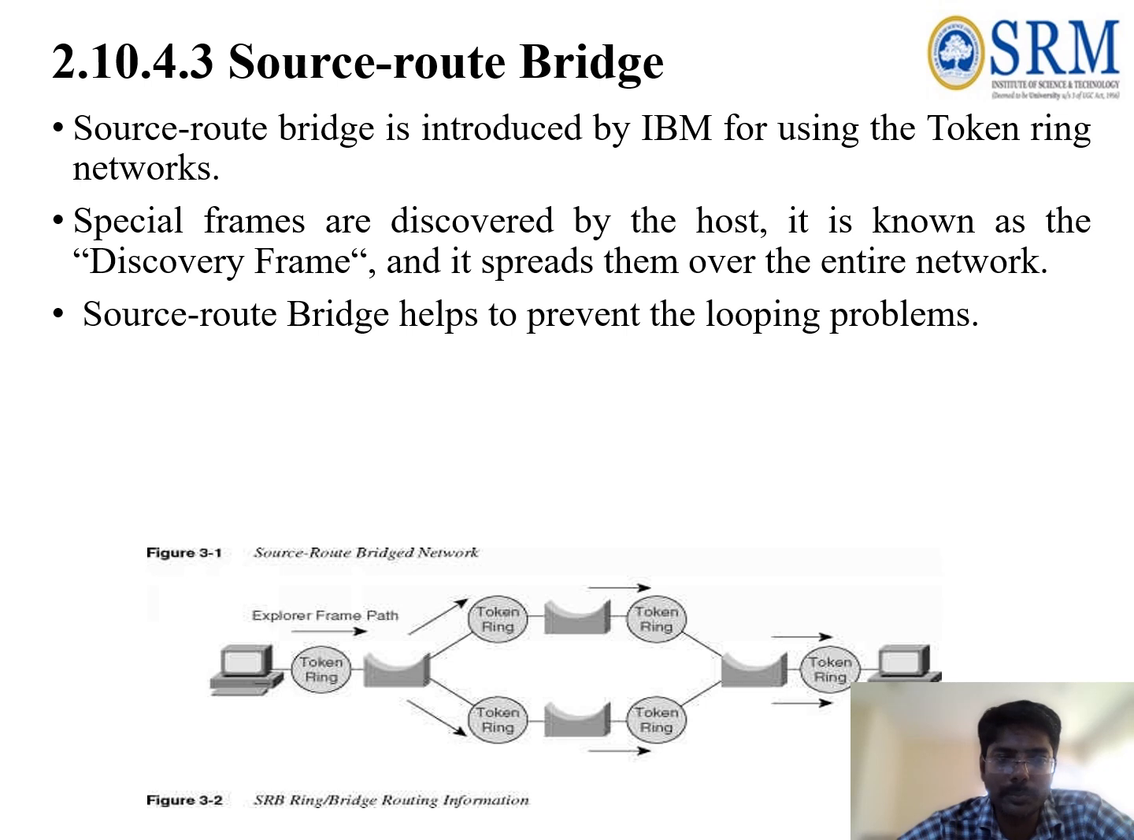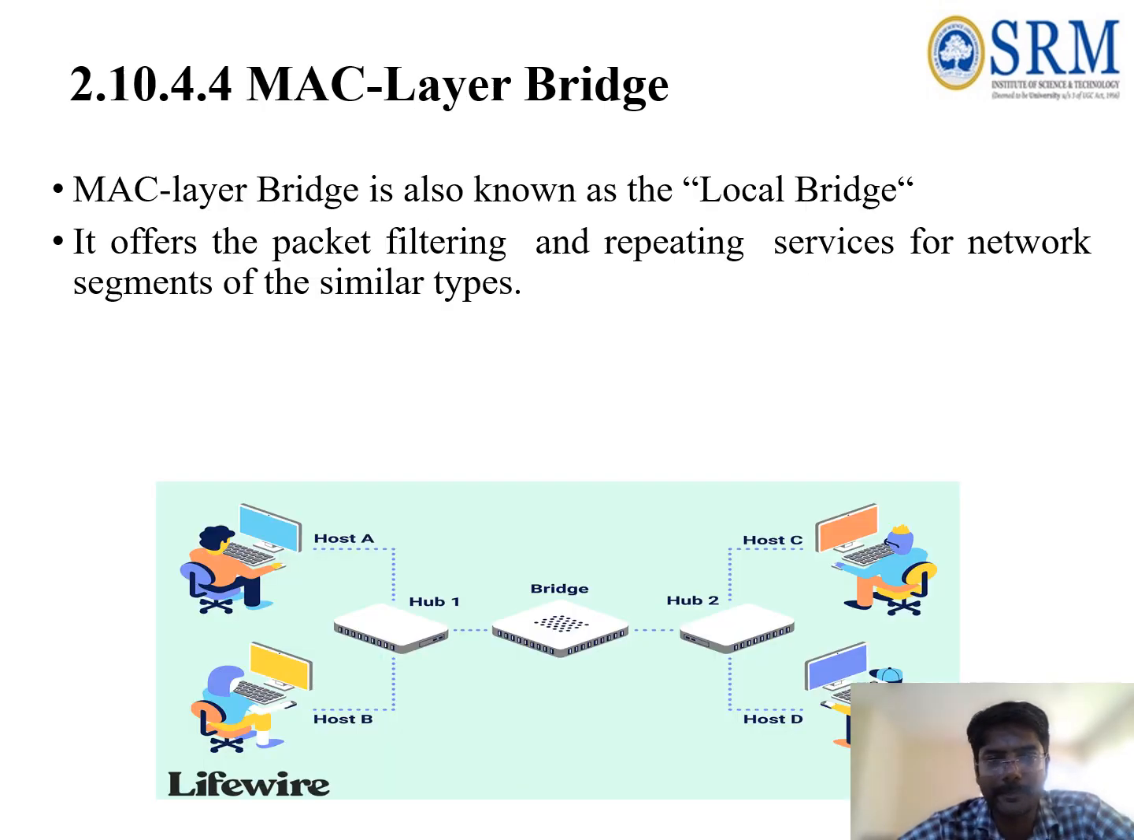A source route bridge helps to prevent the looping problem. So when will the looping problem occur? Whenever you are using token ring, there is definitely a possibility of making a loop. To avoid this loop, we can use a source route bridge.